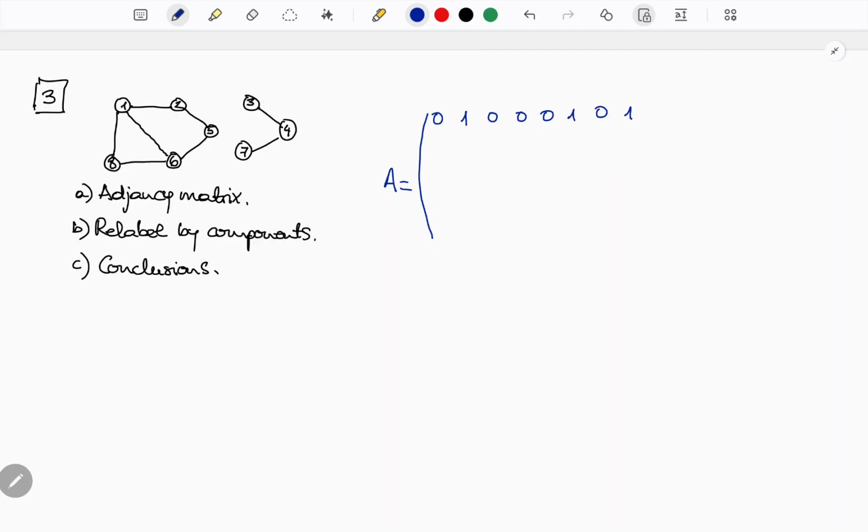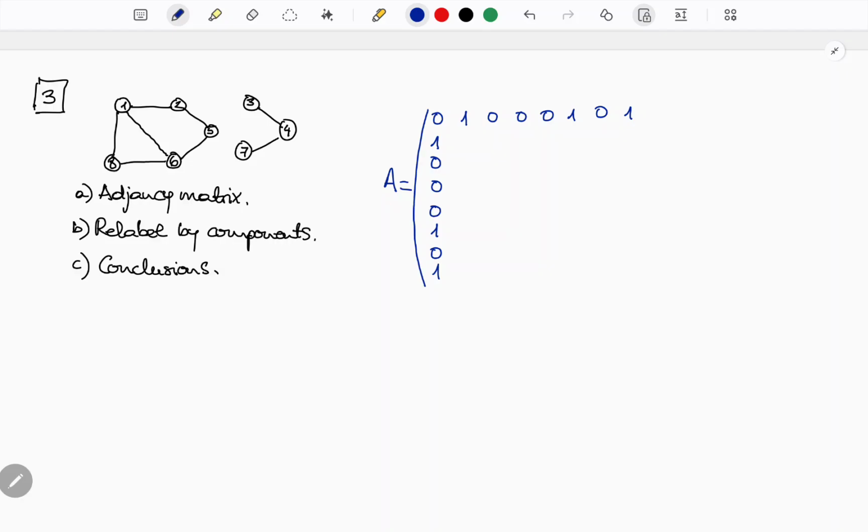Since this is an undirected network, then I have to write exactly the same row as a column, because this is going to be a symmetric matrix, and in a symmetric matrix the first row is equal to the first column, the second row is equal to the second column, and so on. So this is going to be also the first column.